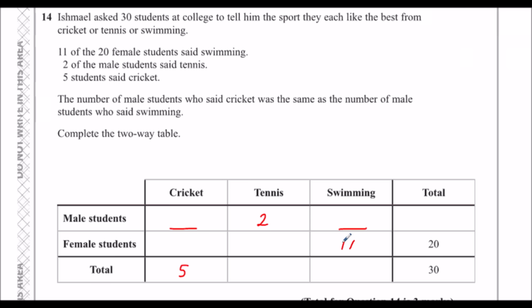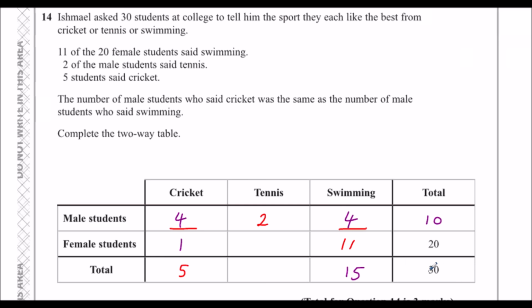Right, let's fill in the blanks now. So 30 in total, 20 female. So 30 take away 20 means there are 10 male students. Now the cricket and swimming are the same. So 10 take away 2 means there's 8 left. So 8 split in half means 4 in each. Then we can add this one down. 4 and 11, the total is 15. This one, 5 take away 4. So 1 female student likes cricket for the total to be 5.